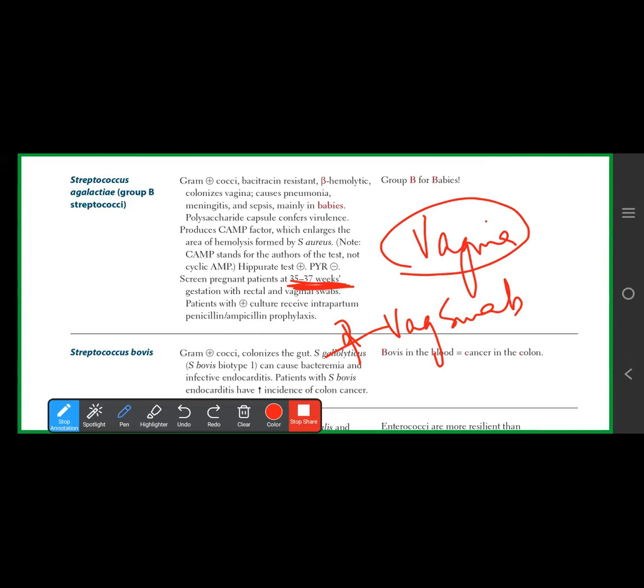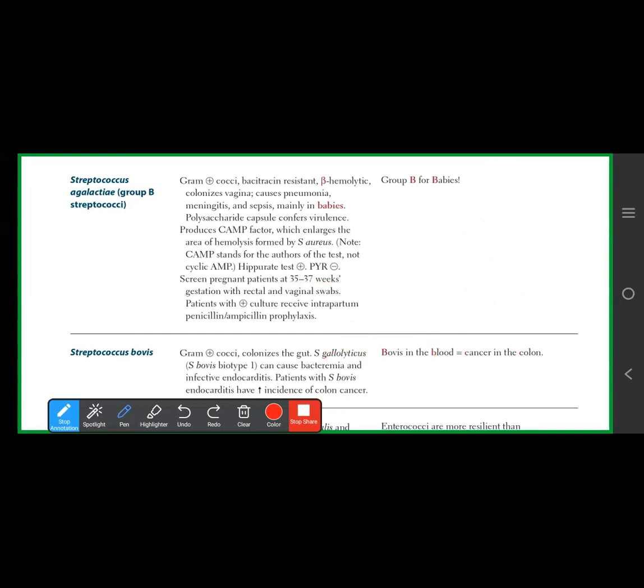For these patients, if they have a positive culture, you should give them intrapartum penicillin or ampicillin prophylaxis. For agalactiae, I've not seen anything more than a pregnant woman or a baby kind of presentation. It's only this much.